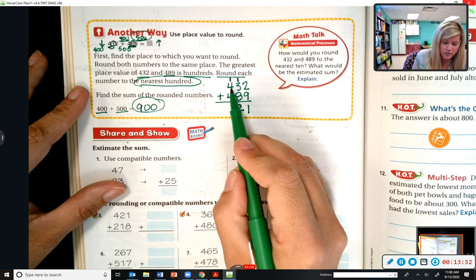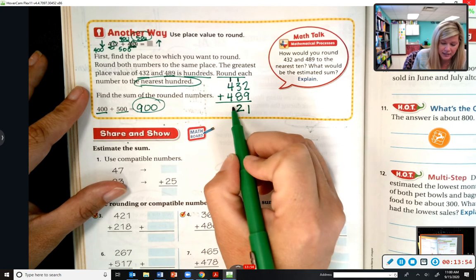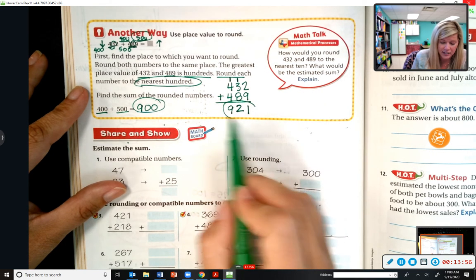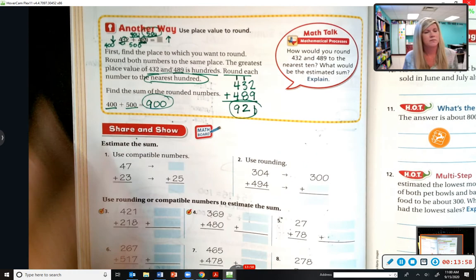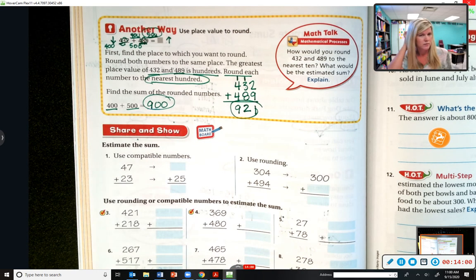1 plus 4 is 5. 5 plus 4 is 9. 921. It is close to our estimate, and that's what you want. Okay?